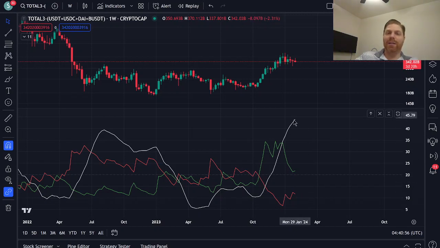I like seeing the fact that the trend strength is strong, although you'll notice it is starting to go concave down, so we might see this kind of come down in the coming months before we get a really sustained move to the upside for a beautiful altcoin season.